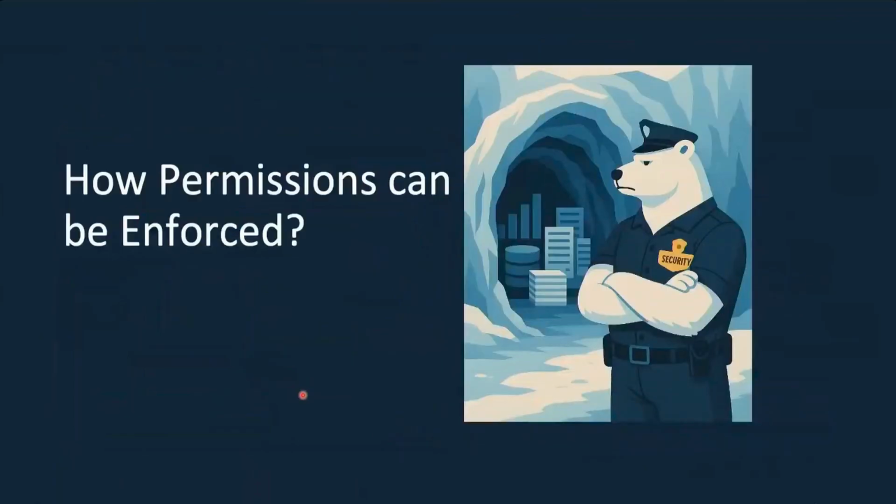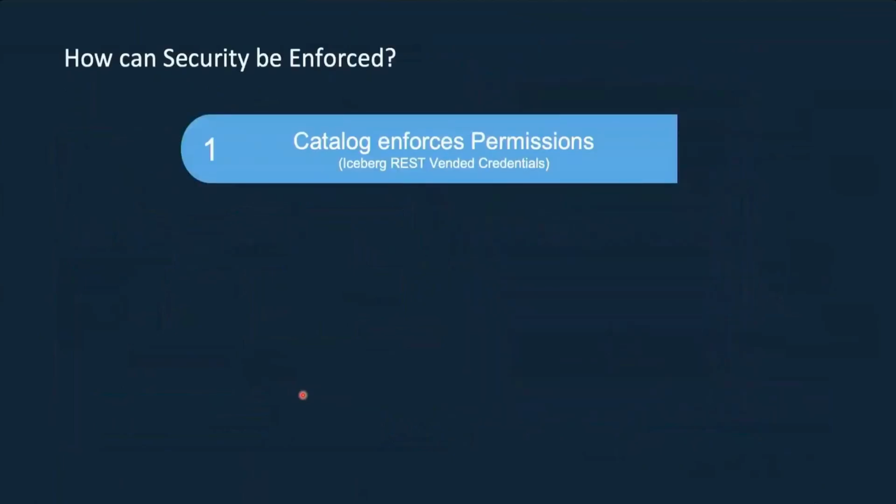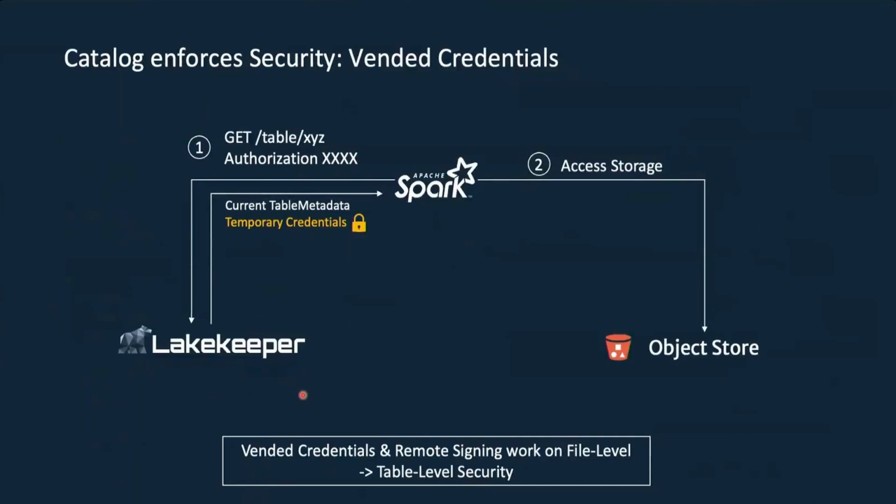So now we've talked about where permissions should be stored. But how can we actually enforce them? I mean, it's nice that we write them down, right? But if nobody actually enforces our permissions, we have a problem. So let's enforce our permissions. The first place where we can enforce permissions is in the catalog itself. So luckily, as part of the Iceberg REST specification, we have a concept called vended credentials. And it works roughly like this.